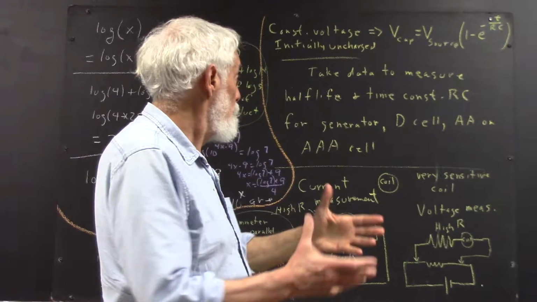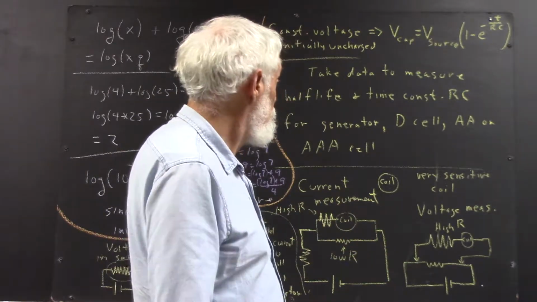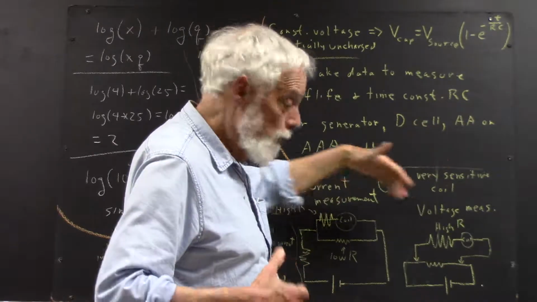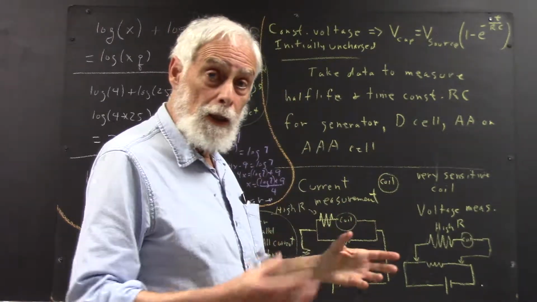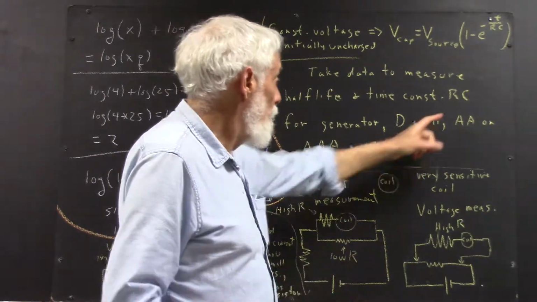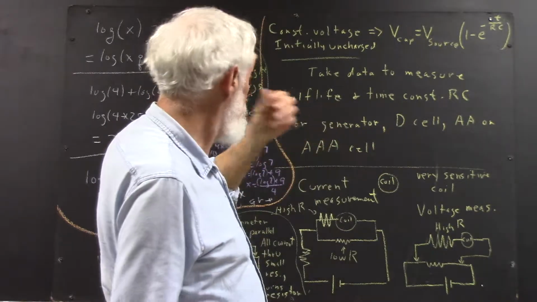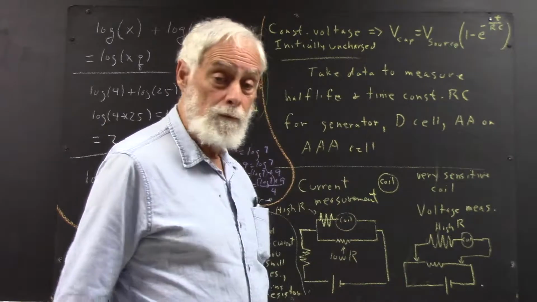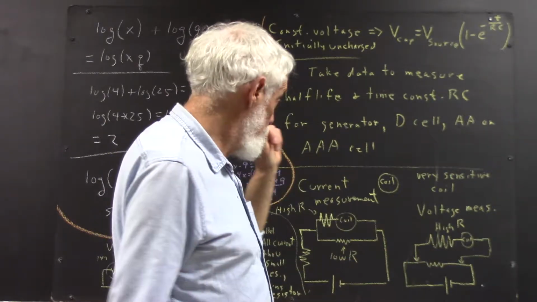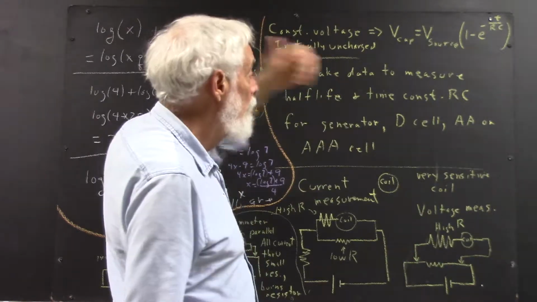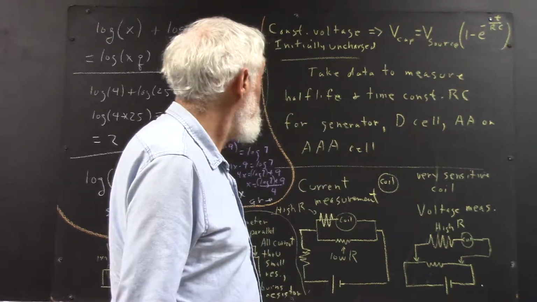So you were given a capacitor, and you were given D cells and the generator and A cells and double A cells, and asked to measure the time constant RC and hence the half-life for each battery or each source and the given capacitor.